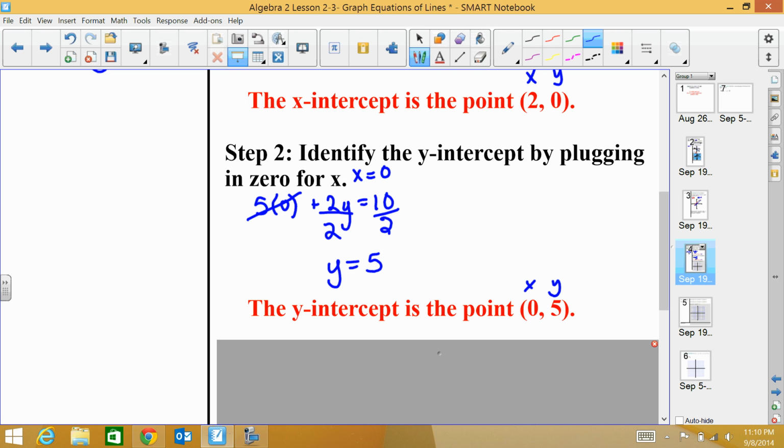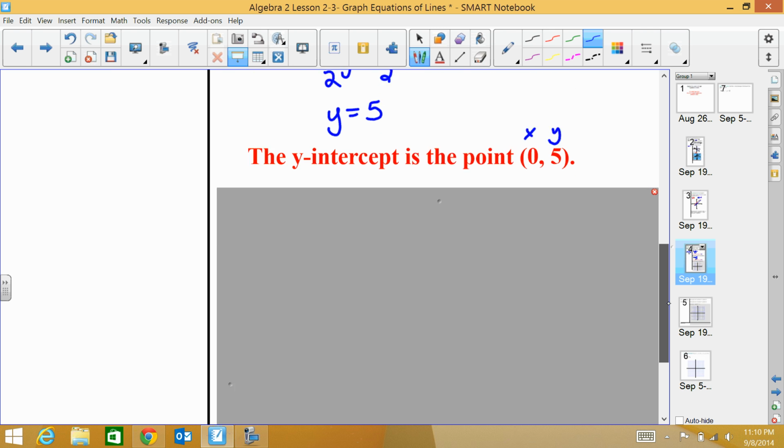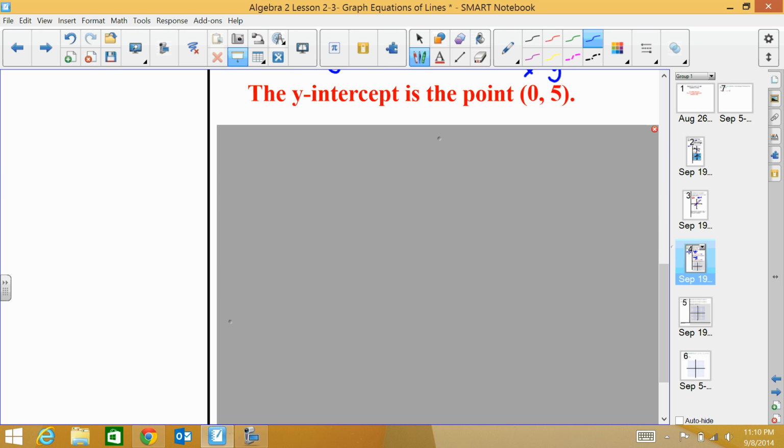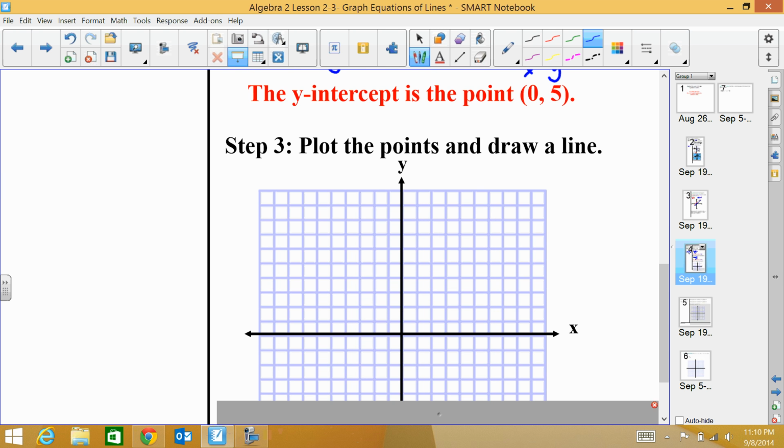So now what I can do is I can just graph those 2 points and then draw my line between them, because I just need 2 points to make a line. So let's see, I have (2, 0) and (0, 5). So (2, 0) would be right here, and (0, 5) would be right here. And then I just draw my line between them. And there you have it.